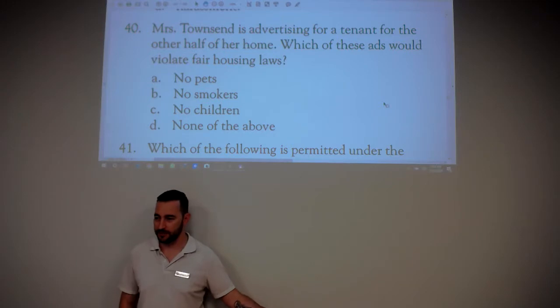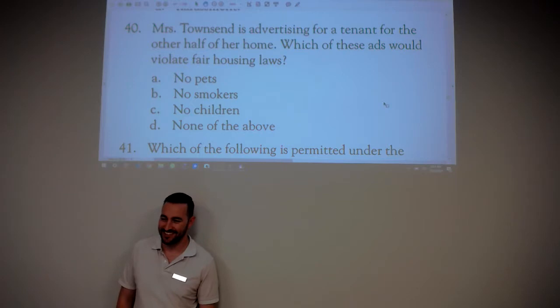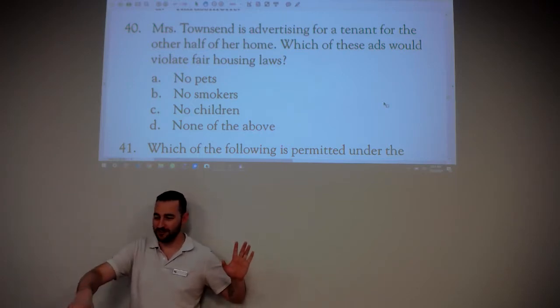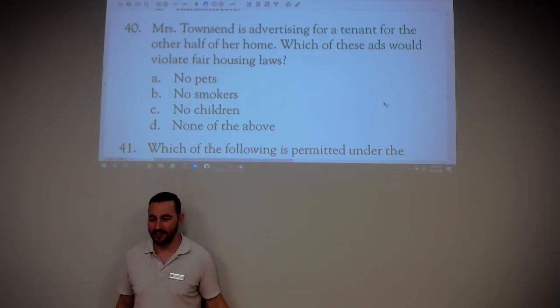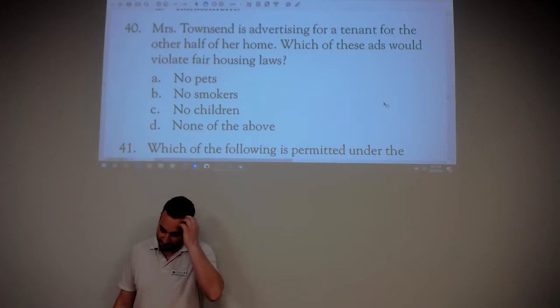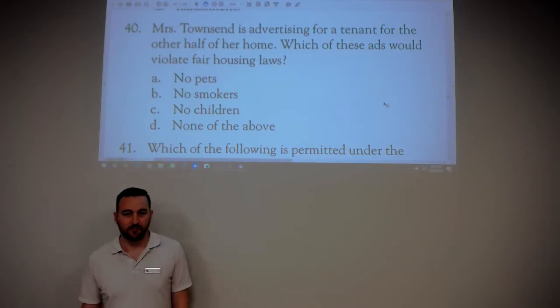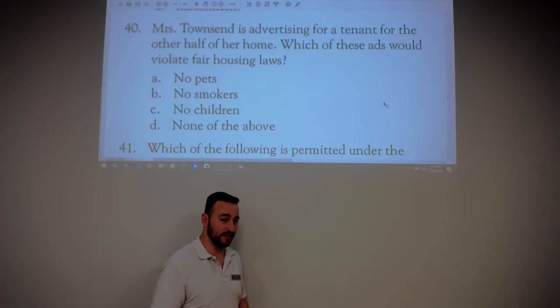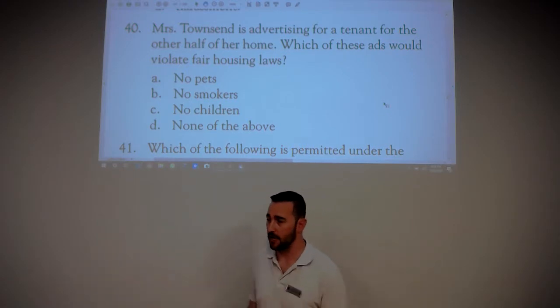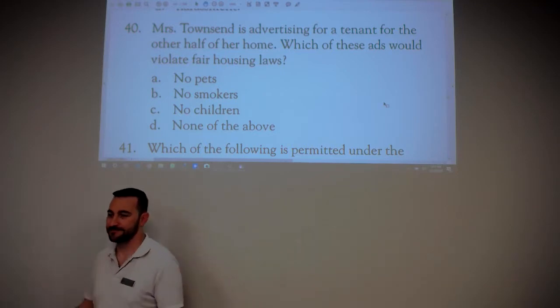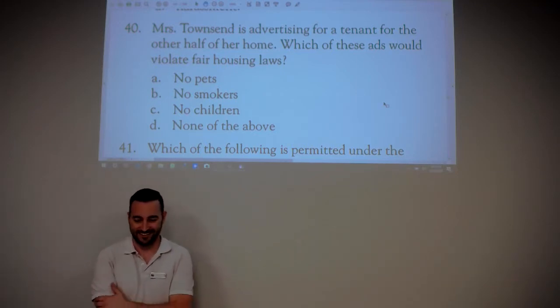It doesn't say owner occupant. Take the pet question you said about. That's animals. Right. You said, wait, one at a time. I said just limit it to the question. It is C, no children, because under fair housing laws, remember, unless it specifically states that they live in the property, it's owner occupied. Unless it specifically states owner occupied, Mrs. Townsend, who lives in her home, something like that. It's a C.